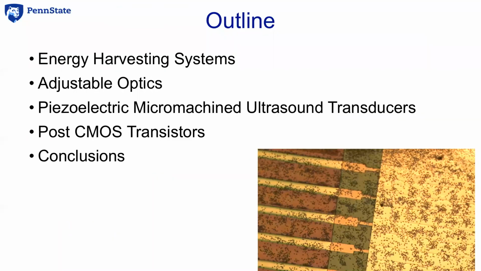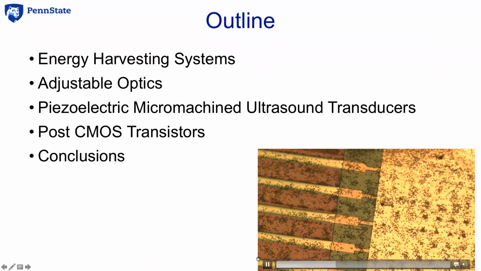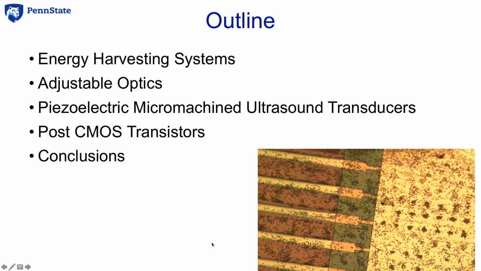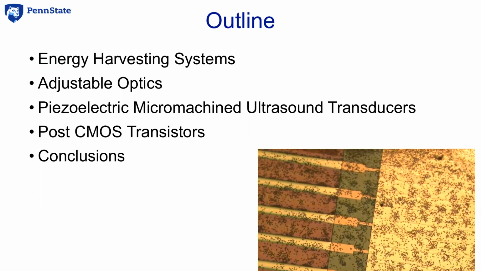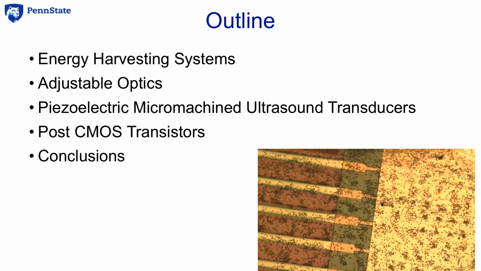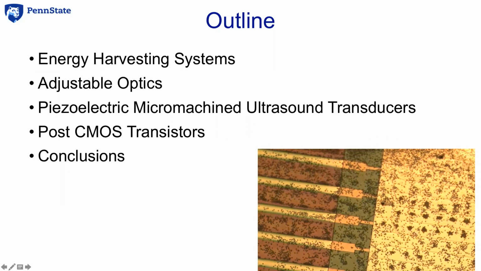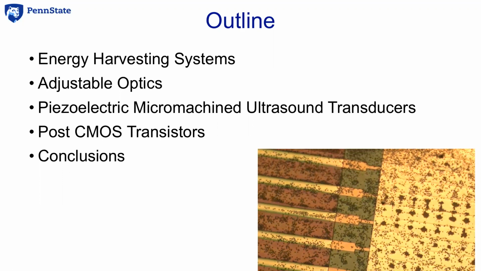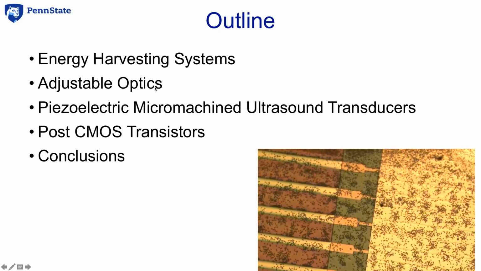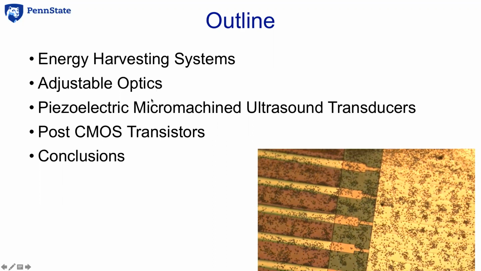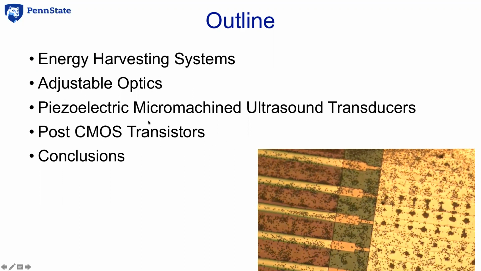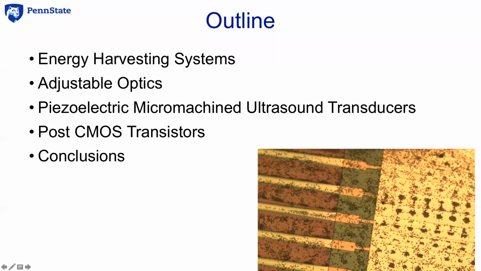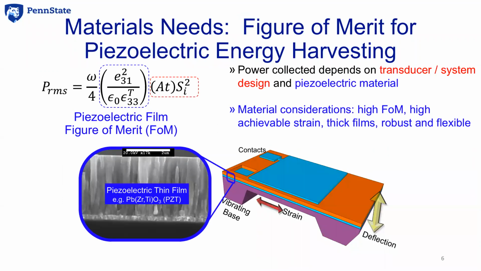e times the h coefficient. So what I'm going to try to do as we go through this presentation is to give you a few examples of where use of a material like lead zirconate titanate, which has a very high piezoelectric coefficient e31,f, can be useful in piezoelectric microelectromechanical systems. I'll talk about it from the standpoint of adjustable optics, micromachined ultrasound transducers, energy harvesting systems, and if we have time, post-CMOS transistors. So let's begin with the energy harvesting scenario.